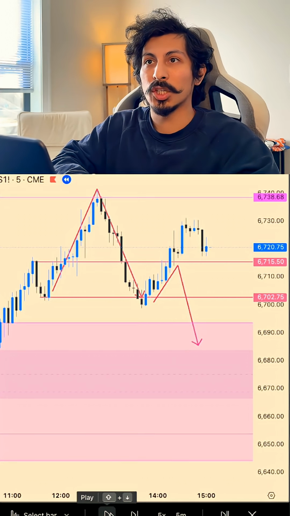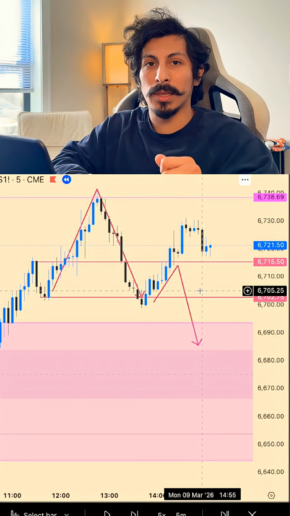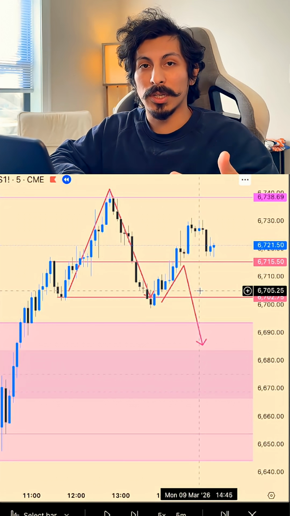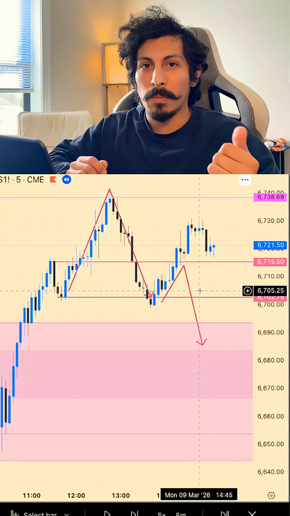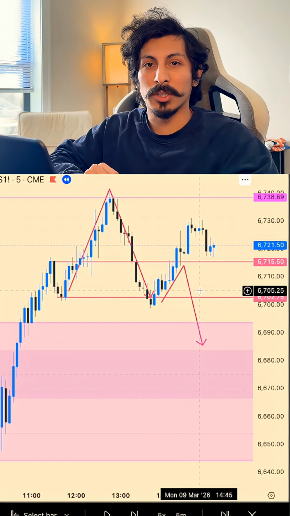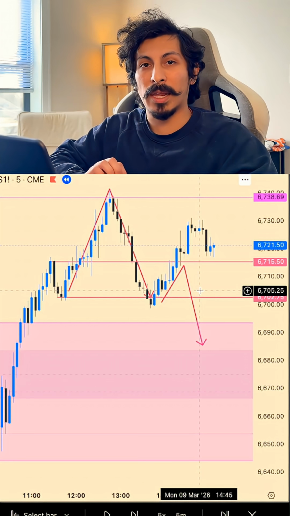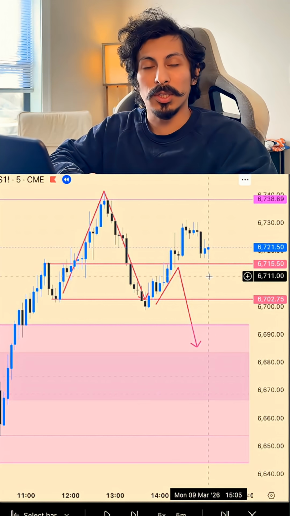And bam, we actually broke out to the upside, making this head and shoulders pattern completely fail. This is why I tell our members in our community to be careful with anticipating this, because market makers and big hedge funders, they know that traders are going to be looking and anticipating for that head and shoulders pattern. And guess what? We completely broke out to the upside.